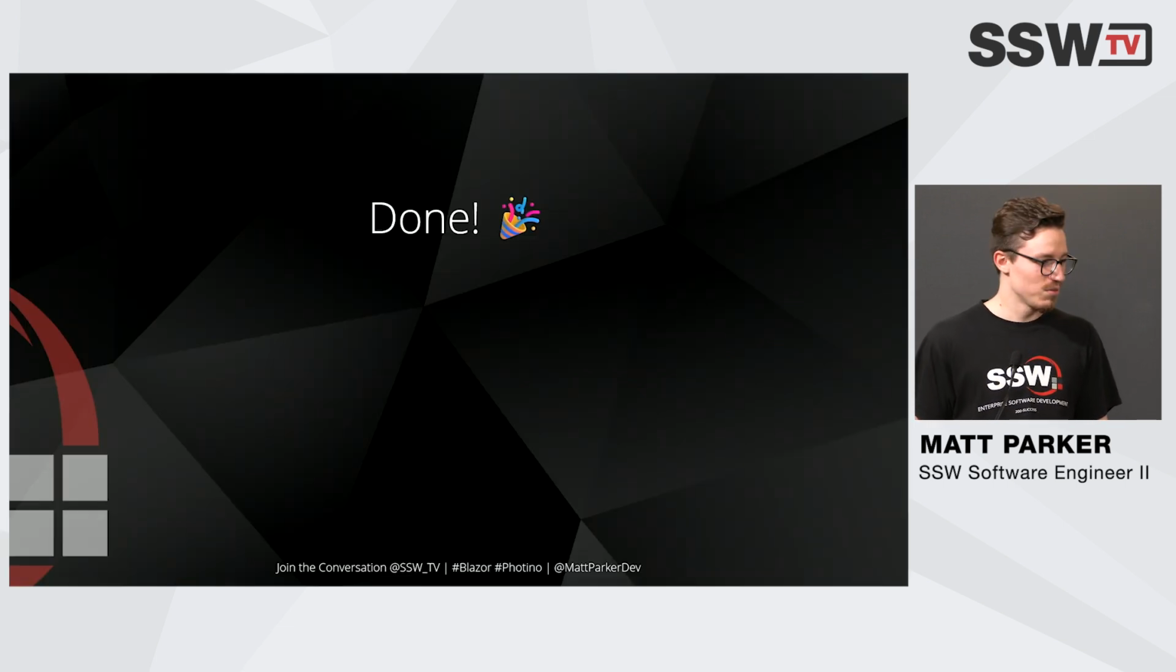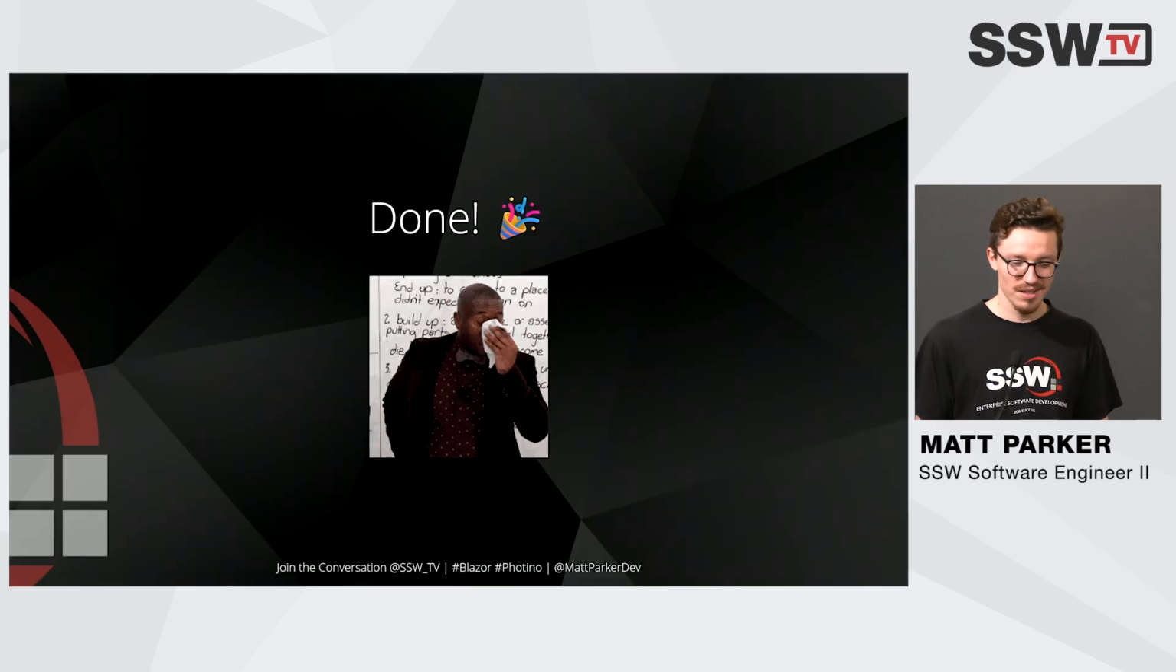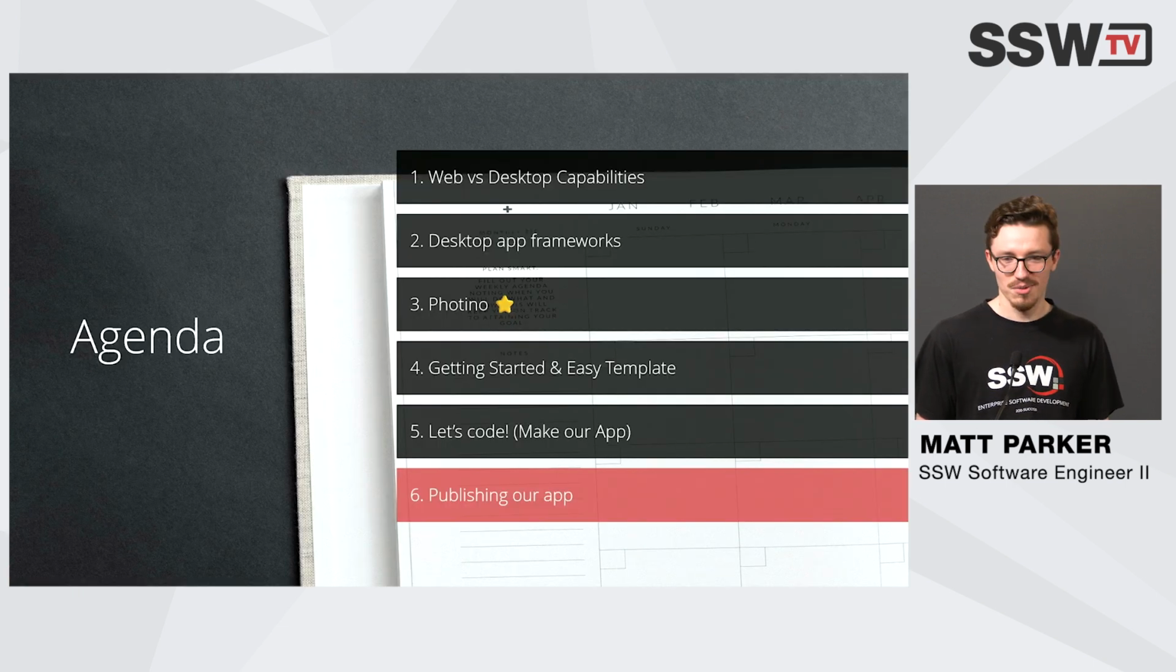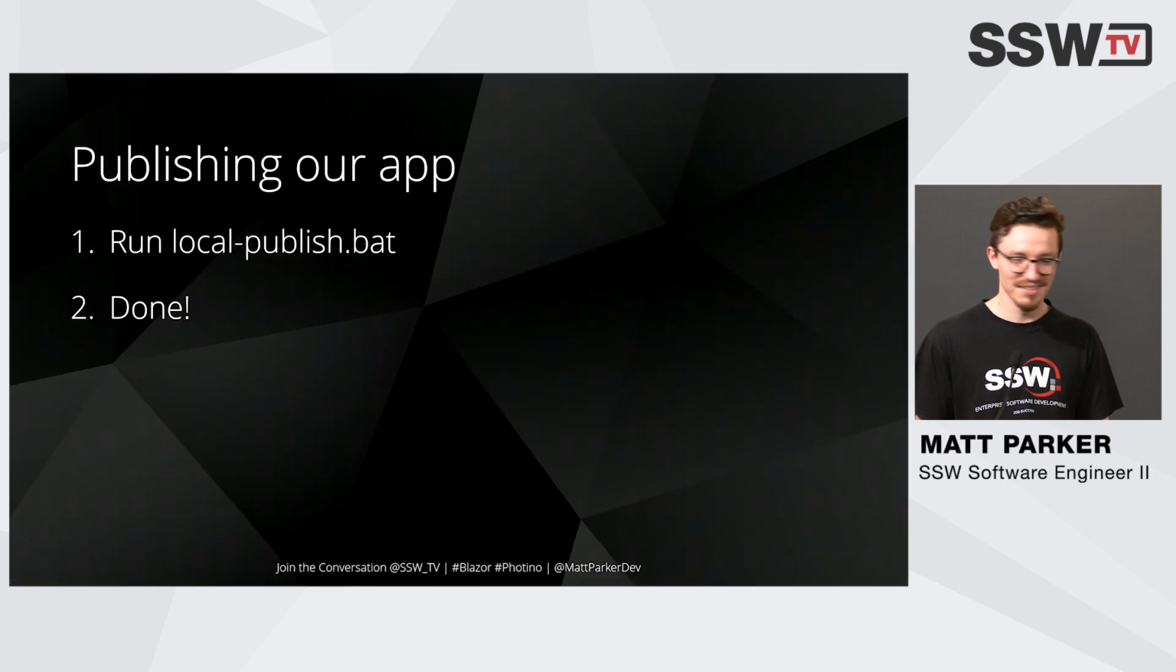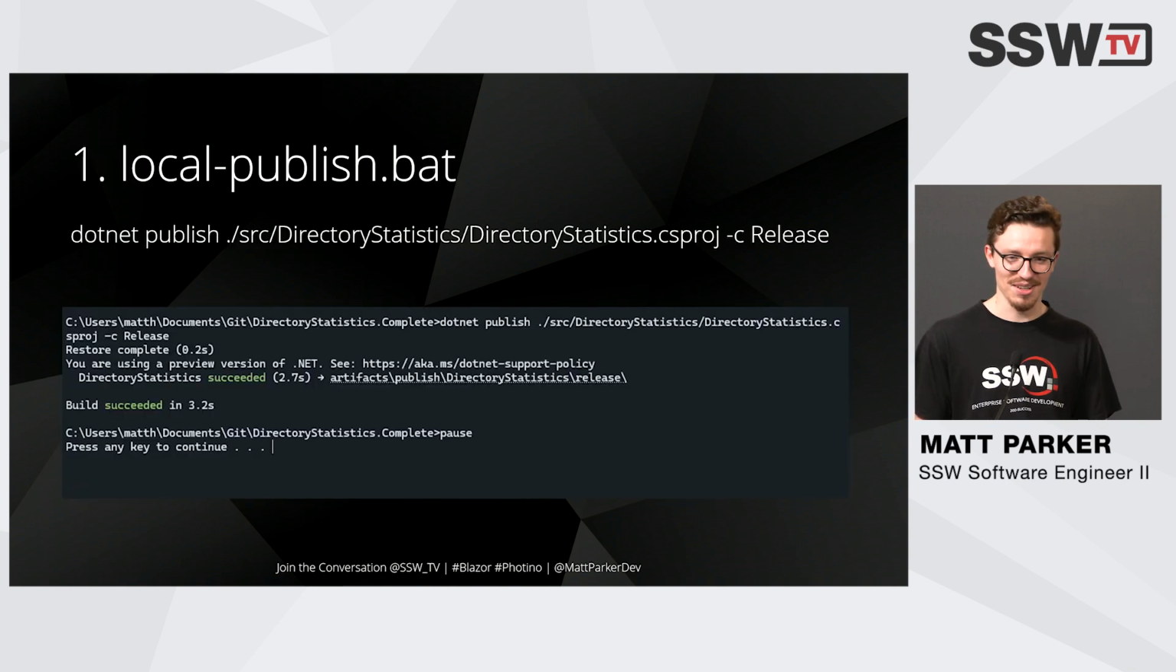And we're done. Whew. Our UI is built. So, how can we now publish the app that we have made? Well, it's very easy. You just clone my template and run localpublish.bat and you're done. Now, obviously that doesn't work on Linux or Mac. So the total contents of that bat file is that one line, dotnet publish, which is pretty awesome.